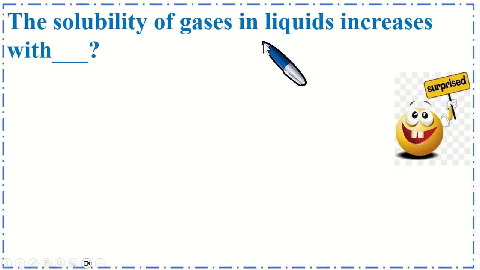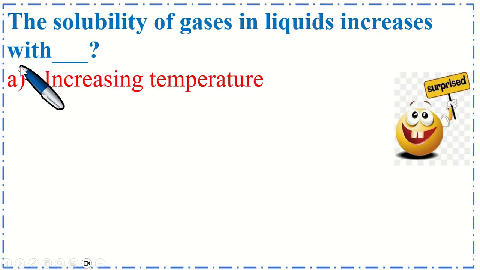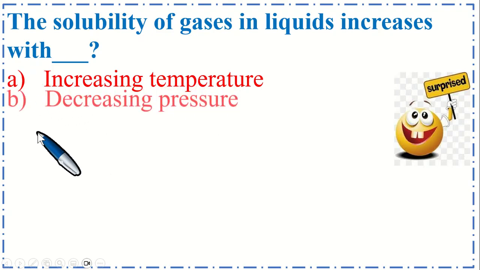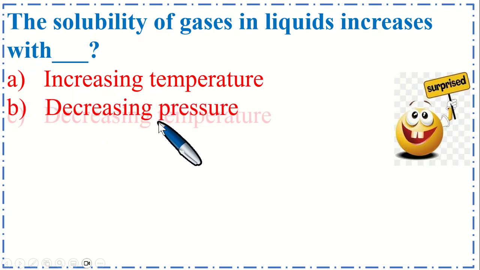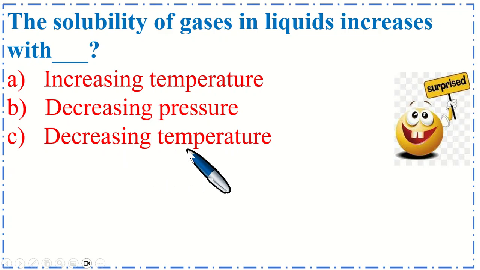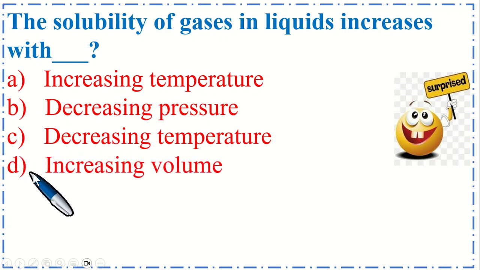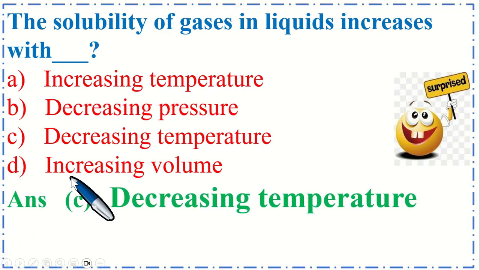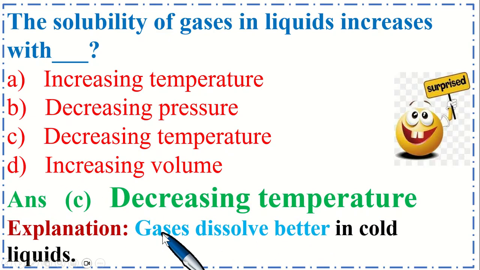The solubility of gases in liquids increases with dash. Option A increasing temperature, B decreasing pressure, C decreasing temperature, and option D increasing volume. So the correct option is C decreasing temperature. Explanation: gases dissolve better in cold liquids.